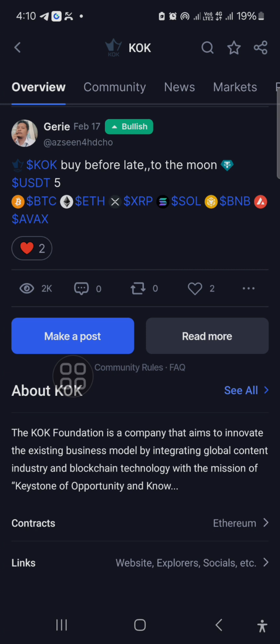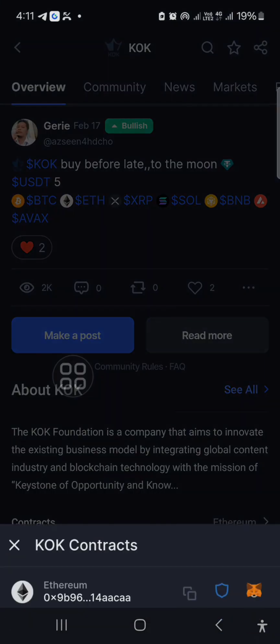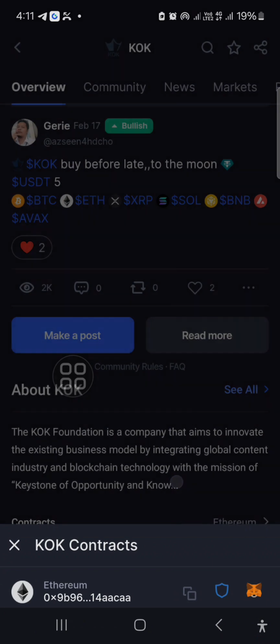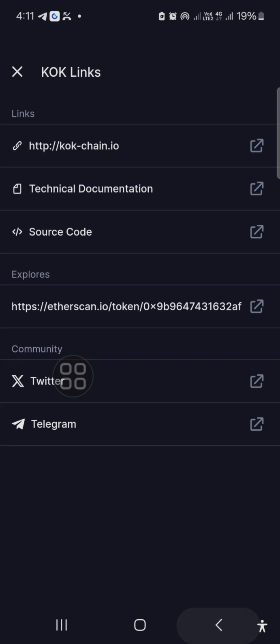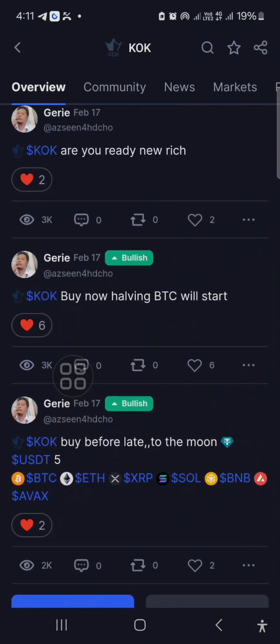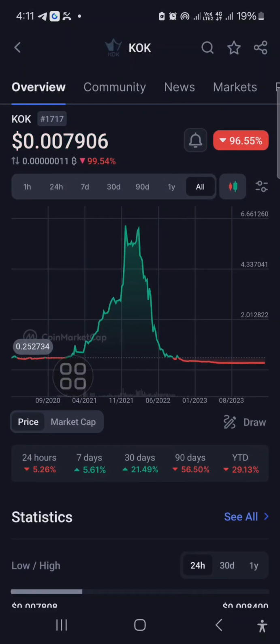Like I said, it is the utility of a coin. What is it used for? What are people using the coin for? You find their contract address and so on. You can see the contract address on the Ethereum network, and other links about that particular coin.